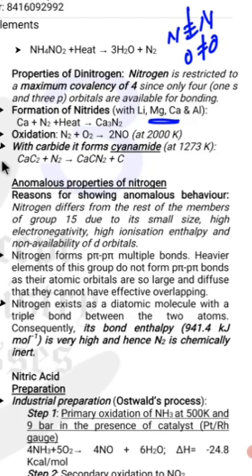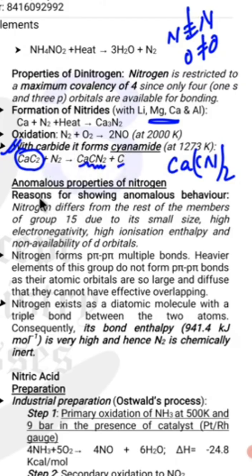One important reactivity of nitrogen is when nitrogen is heated with calcium carbide. Then calcium cyanamide is formed along with carbon. CaCN2 is calcium cyanamide; this is not calcium cyanide. This reaction is important, and it has been asked in NEET also.